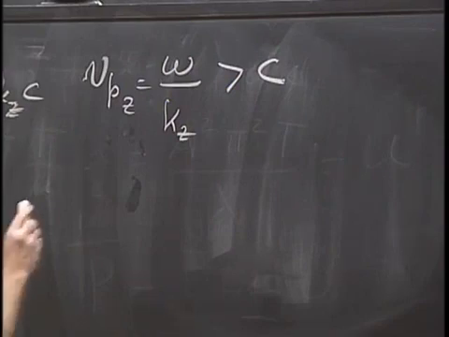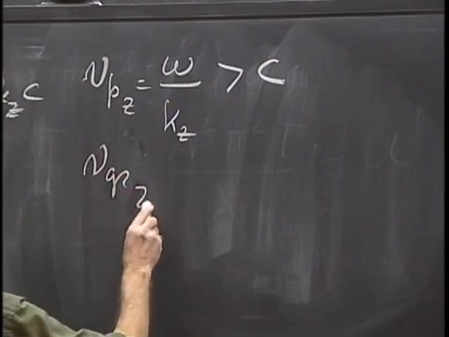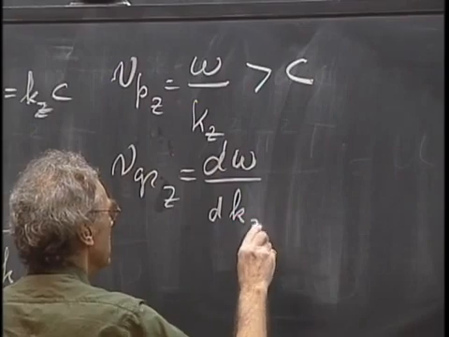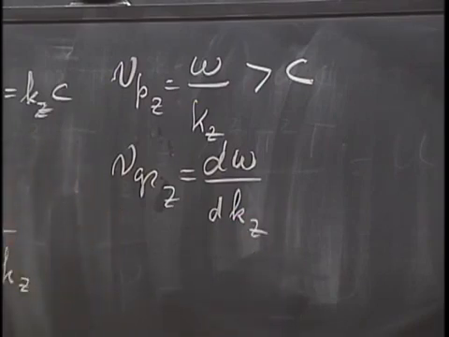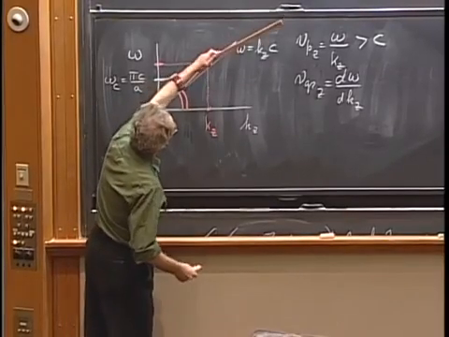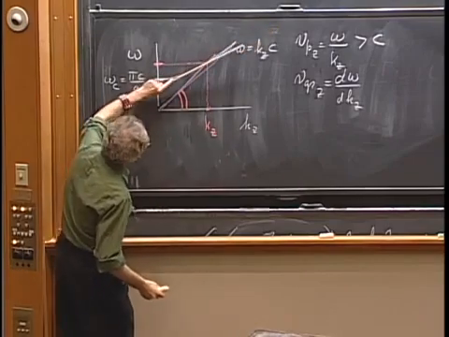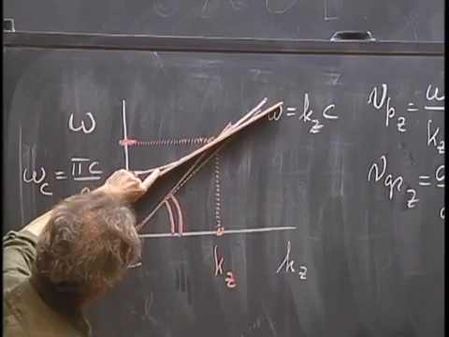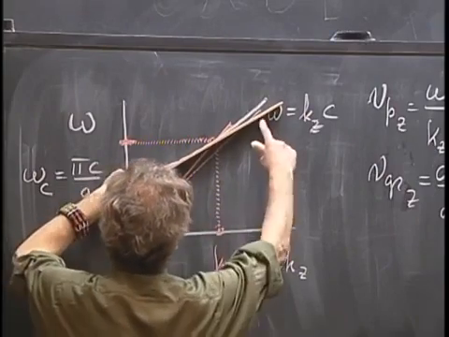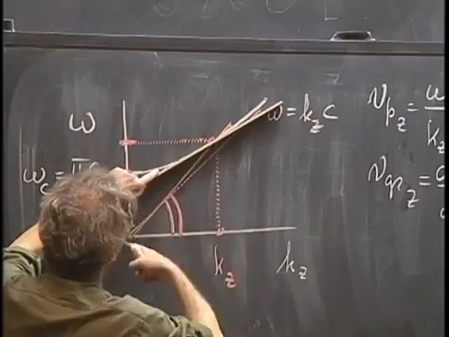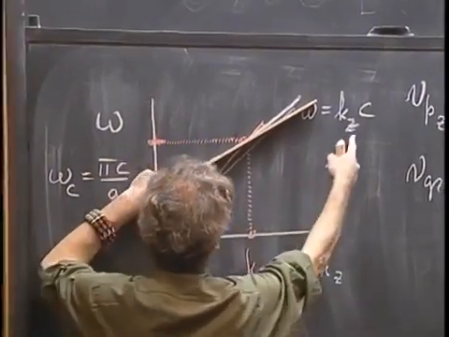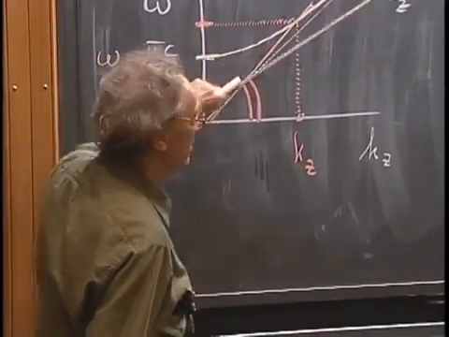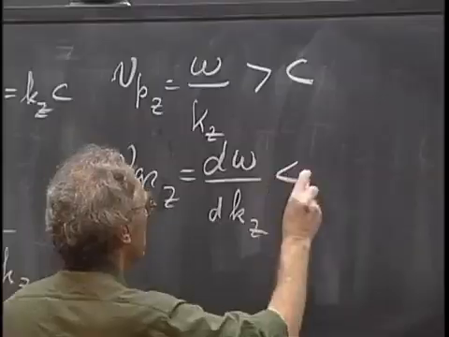The group velocity in the z direction is d omega d kz, and d omega d kz is the tangent along this line here. So at this point here, the tangent would be like this. I don't want to draw another line because it becomes too cluttered. But you can see that this slope is smaller than the line here, which indicates the c. And therefore, the group velocity is smaller than c.